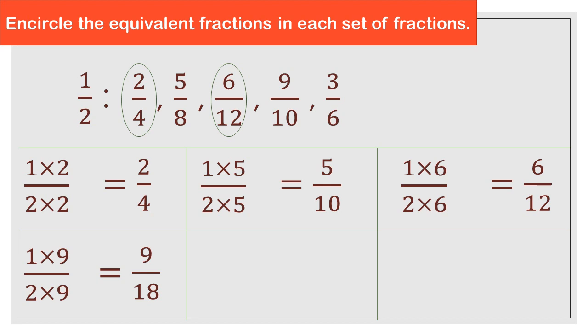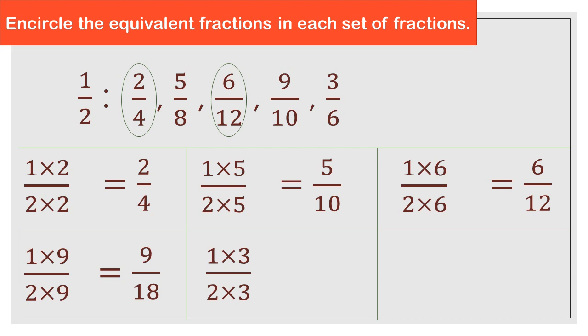To find the equivalent fraction of 1 upon 2, which number will you multiply to 1 to get 3 in the numerator? Yes, 3 because 1 3s are 3. So multiply numerator and denominator by the same number 3.